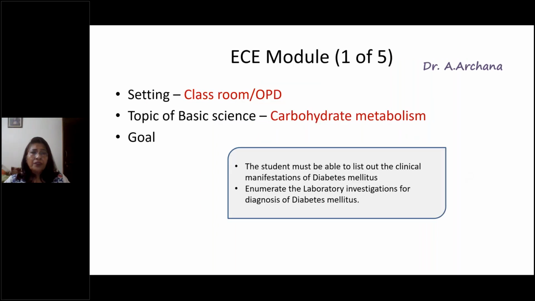Now we'll see the early clinical exposure. This is a module based on diabetes mellitus. Here the setting will be classroom or OPD, where the students will be taken in groups to look into the case. The topic of basic science is carbohydrate metabolism. The main goal is that the student must be able to list the clinical manifestations of diabetes mellitus and enumerate the laboratory investigations for diagnosing diabetes mellitus.